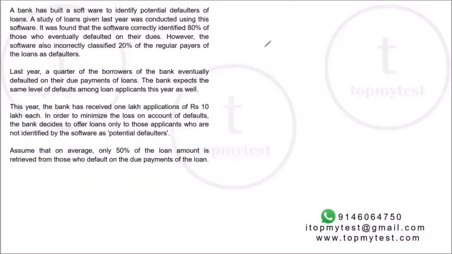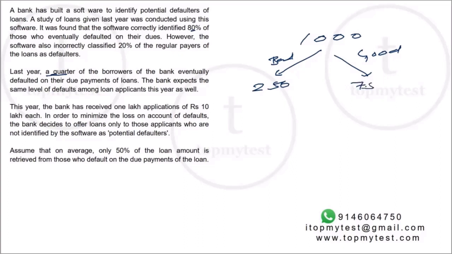Okay, so let's quickly go through what this actually says. According to the bank, it has built a software which can identify 80% of those who eventually defaulted. Okay, so let's take a number. Suppose a bank gets 1,000 applications. Some of them will be bad, some of them will be good. So these good people will actually repay their loans on time, they will not default. These bad people will default on their loans. What is the expected number? Last year, a quarter of the borrowers eventually defaulted. So out of 1,000 people, 250 people will default and 750 people will be good.